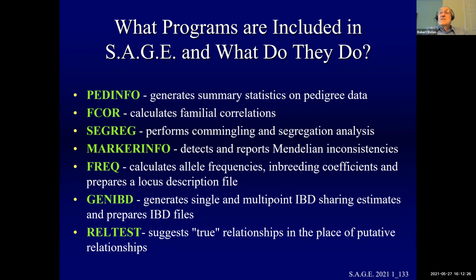RelTest suggests true relationships in the place of putative relationships. You've said you have sib pairs or monozygotic twins or half sibs, and it'll check: do you really have sib pairs, or do you have half sib pairs, or do you have monozygotic twins? It's a very useful program. It gives pretty output, histograms that really are very informative just by looking at them.